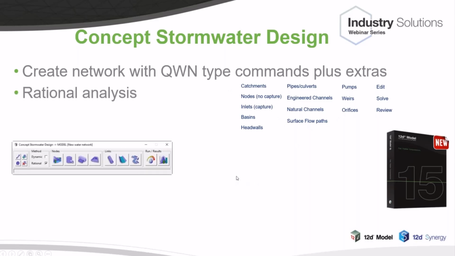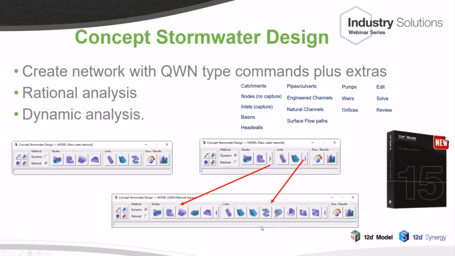And you can have a rational version of it, and you can see there rational is ticked. Or if you ticked on dynamic, you end up with a lot more things available that you use for dynamic. You can go between them, except in the case if you say put in a basin, which is only for dynamic, then it'll prevent you from trying to go back to rational.